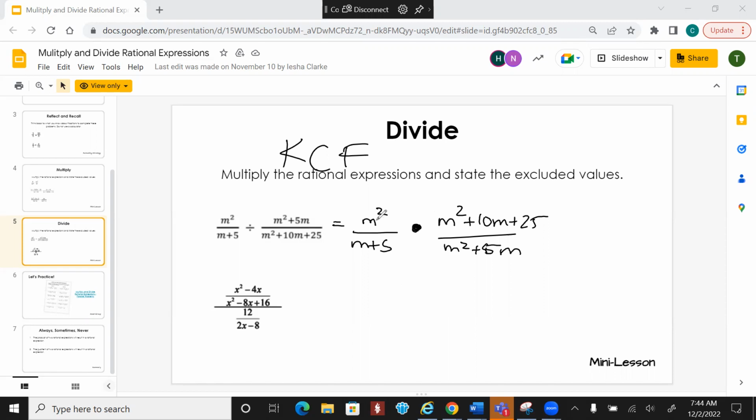Well, this fraction right here is already in factored form. We don't have to do anything with that, so we're just going to go ahead and rewrite it. Over here, we're going to factor the top. We're going to say A times C is going to give me 25. B is 10. What two numbers can I multiply together to get me 25, but add together to get me 10? That is 5. Yay. All right, so I can write this out as m plus 5 times m plus 5.